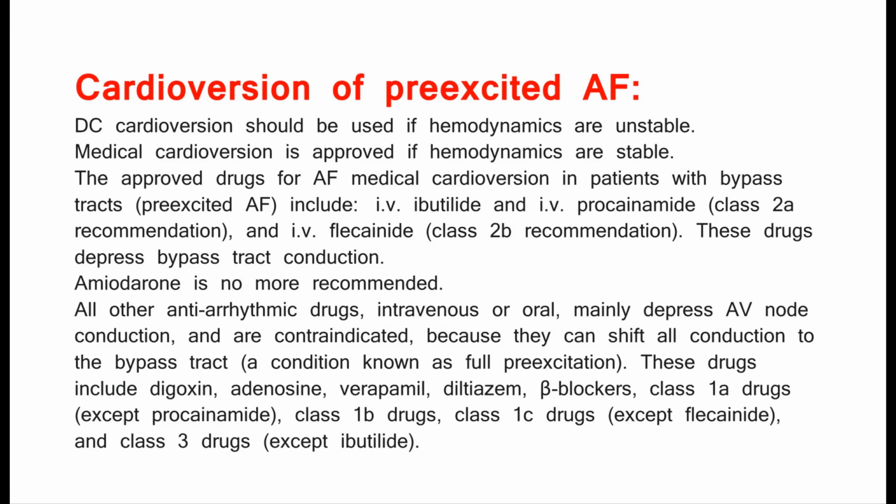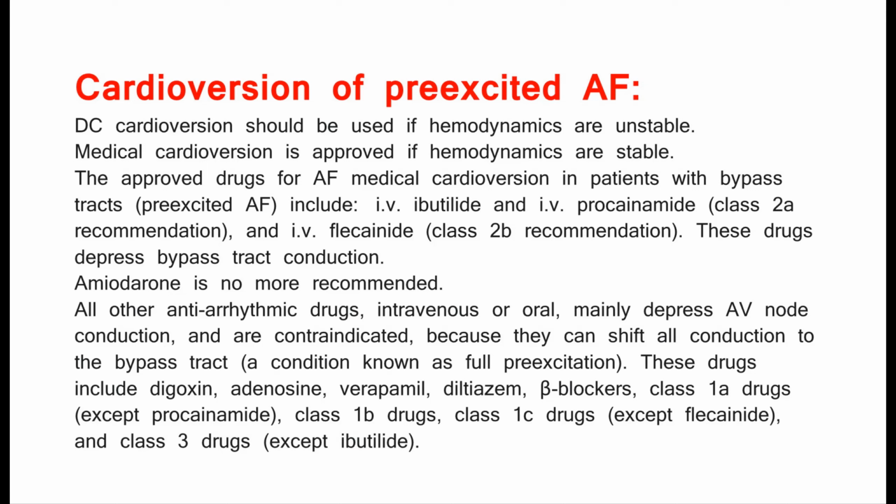Cardioversion of pre-excited AF. DC cardioversion should be used if hemodynamics are unstable. Medical cardioversion is approved if hemodynamics are stable. The approved drugs for AF medical cardioversion in patients with bypass tracts, pre-excited AF, include IV ibutilide and IV procainamide, Class 2A recommendation, and IV flecainide, Class 2B recommendation. These drugs depress bypass tract conduction. Amiodarone is no longer recommended.